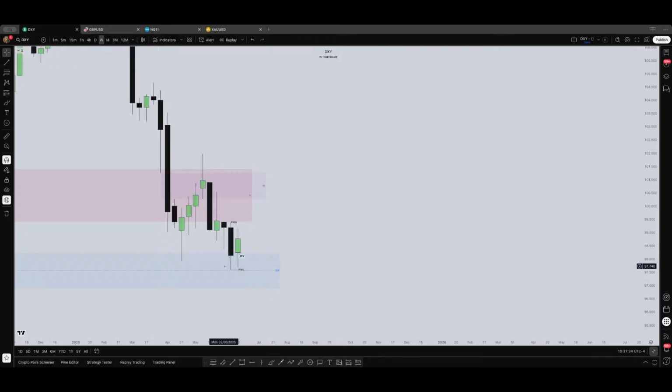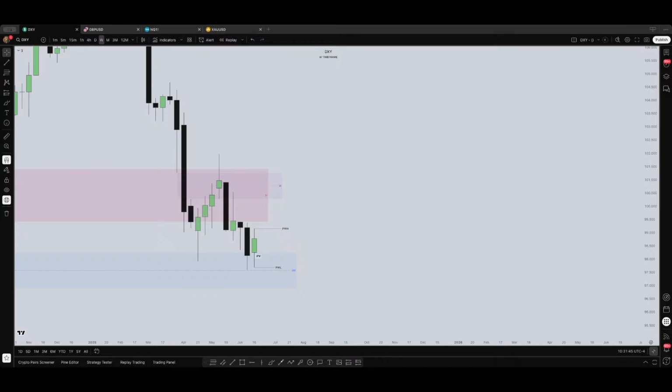In this case, previous week high, previous week low, as you can see now. Okay, because this is the frame I'm working on.